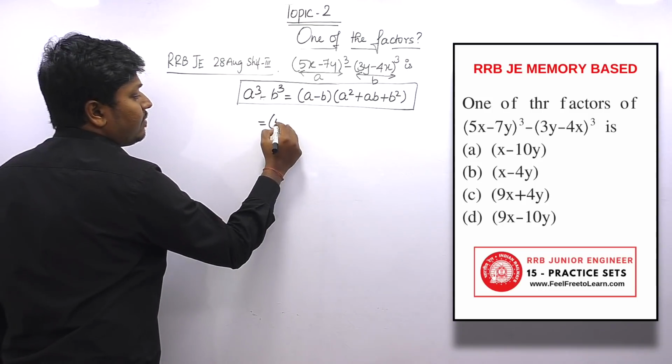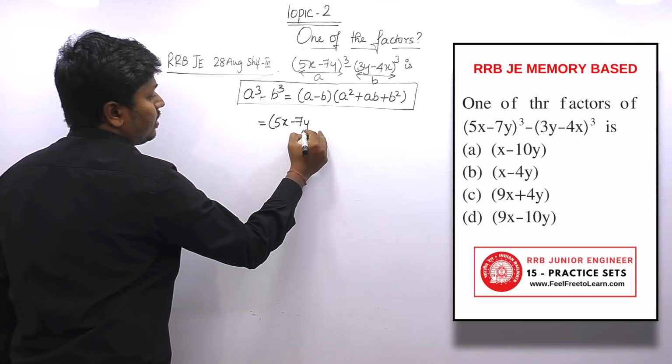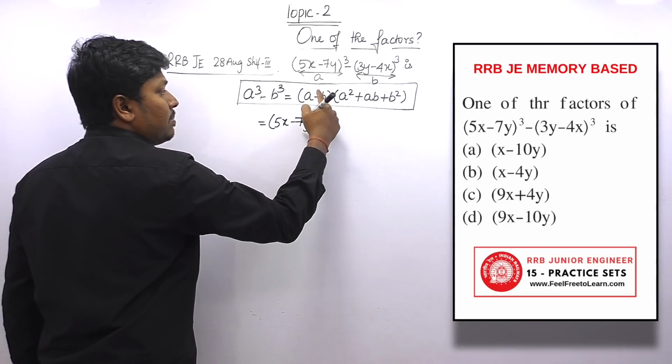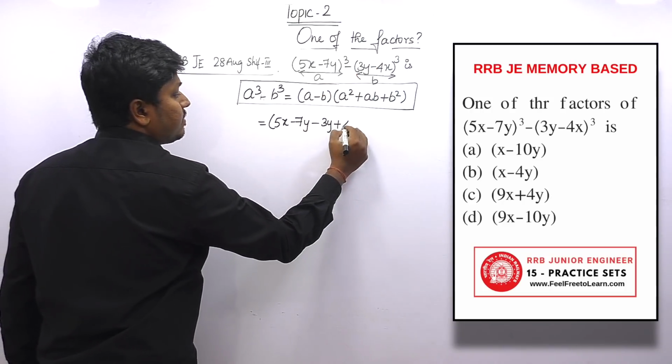So the value of a will be 5x minus 7y. So minus of the value of b. So minus of 3y will be minus 3y. So minus of minus 4x will be plus 4x.